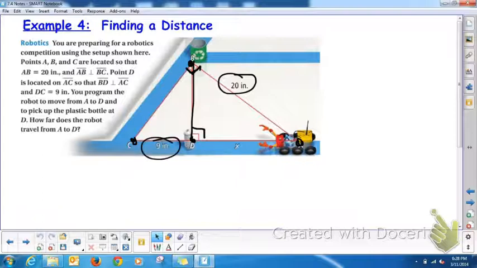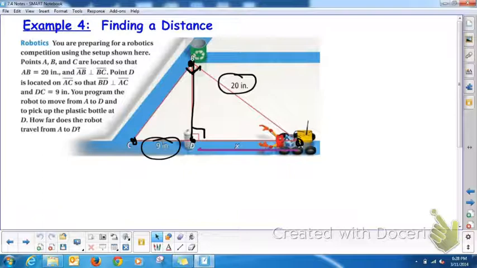You program the robot to move from A to D. So this robot's going to go from here to here and pick up a plastic bottle at D. How far does the robot travel from A to D? So this would be a real-life application of geometric mean using similar right triangles. We would do it the same way that we just did the last two problems. You want to identify the triangles that you're going to be using in order to find x. So what you want to do is identify the triangles that both contain x.